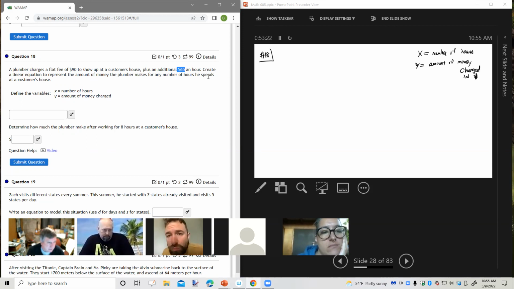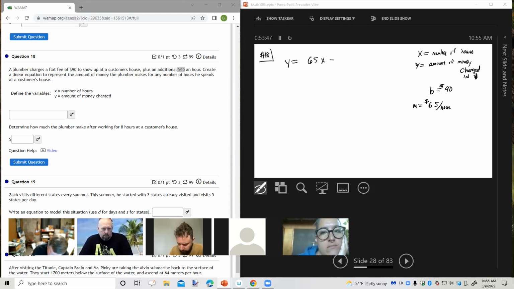So your fixed cost or your vertical intercept would be the $90, and your variable cost would be the $65 per hour. So that would be your rate of change or your slope. So our equation is going to be Y equals 65x plus 90. So we would start at $90. That's a one-time fee. And then the price goes up $65 for every hour that the plumber is at the person's house.